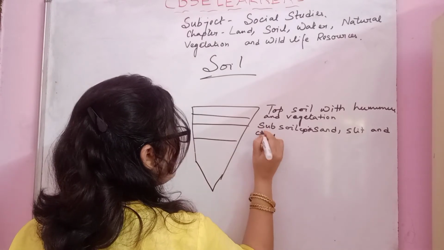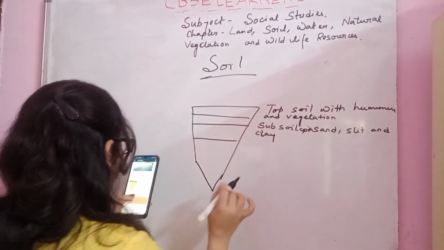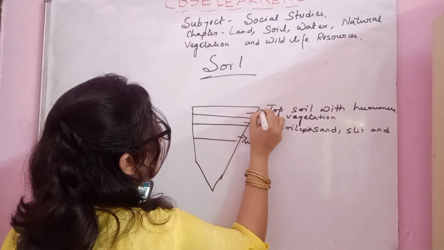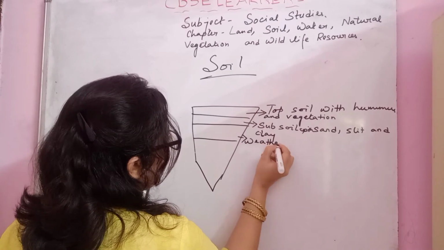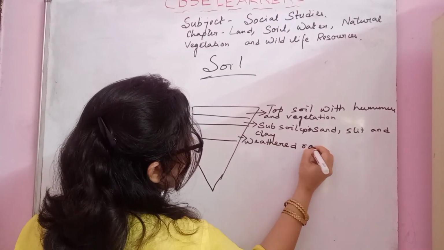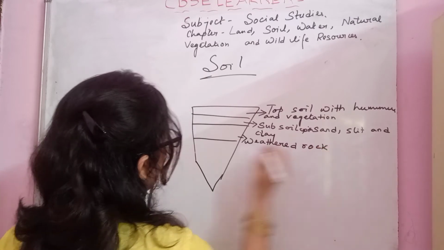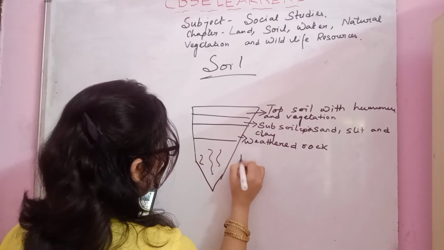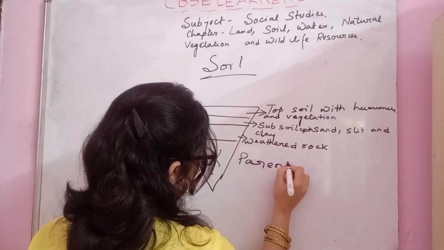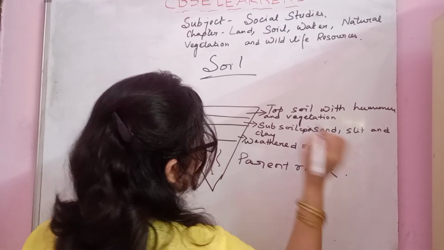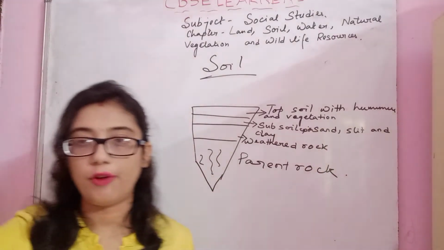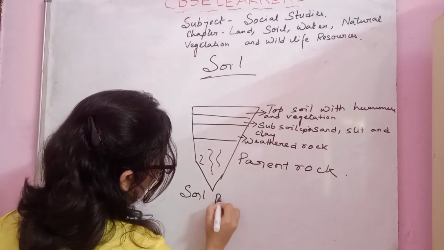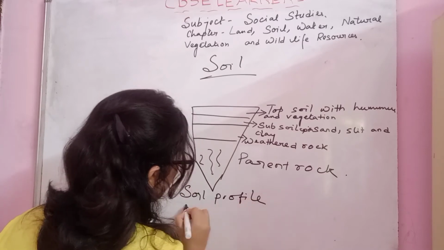Now, weathered rock. As you go inside, you will see the weathered rock, meaning broken or decayed rock. The more inside you go, you will see the parent rock, the innermost part. The more you go inside, you will find rocks. So this is the soil profile. I hope this is clear to you.